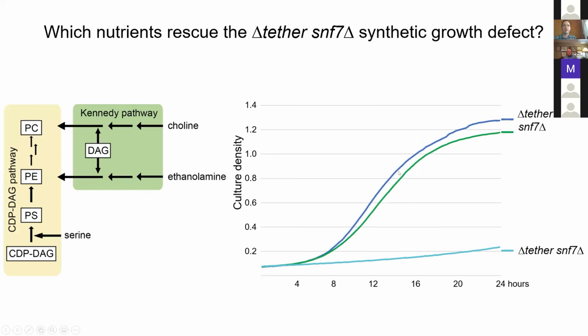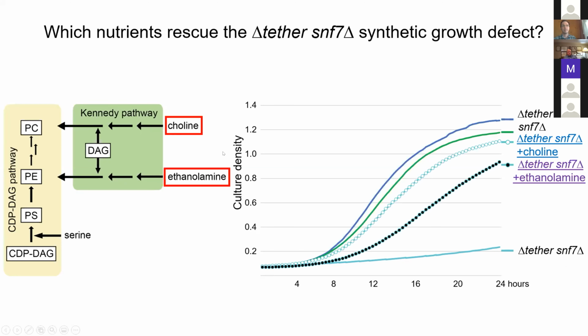So these are growth assays of delta tether and SNF7 mutants, and you can see how well they grow compared to delta tether SNF7 synthetic sick mutants. I found that if I supplement in choline or ethanolamine, it gives a very strong suppression of the growth defect of the delta tether SNF7 background. However, when I supplement in serine, it doesn't affect growth at all.